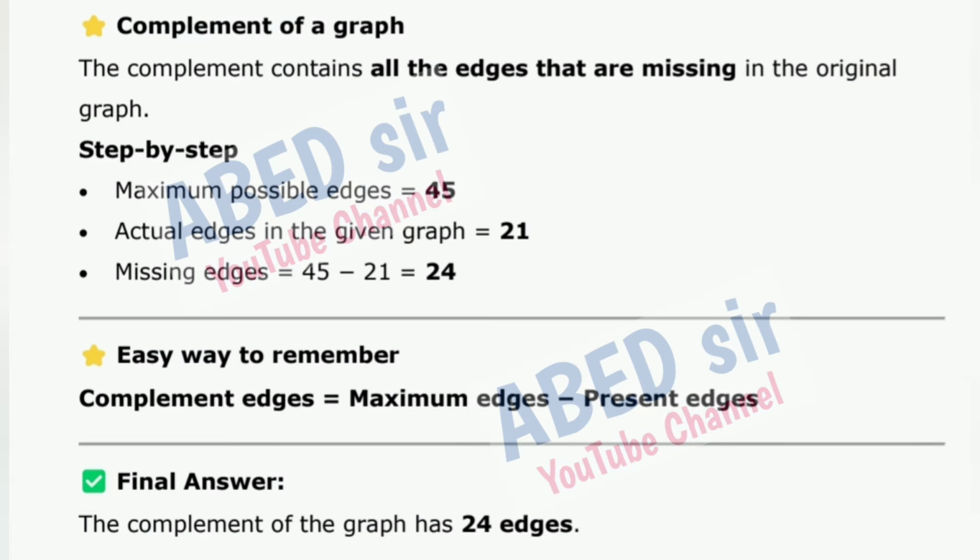Complement of a graph: the complement contains all the edges that are missing in the original graph. Step by step. Maximum possible edges is equal to 45. Actual edges in the given graph is equal to 21. Missing edges is equal to 45 minus 21, which is 24. Easy way to remember: complement edges is equal to maximum edges minus present edges. Final answer: the complement of the graph has 24 edges.